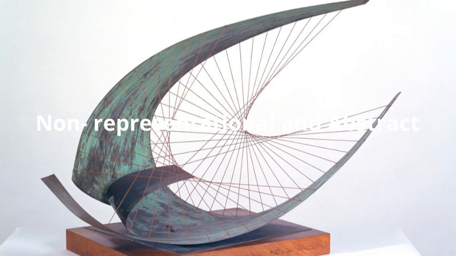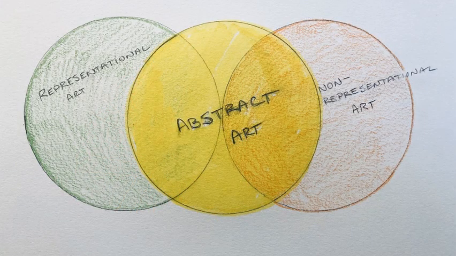So I have this Venn diagram I made for you guys. And you're probably asking yourself, why did my art teacher make such a poor Venn diagram? But anyway, it's what I had available to me. But if you look at this, you see on one side, you have representational art on the far left here. And then on the far right, you have non-representational art. And then abstract art kind of can lay over either section.